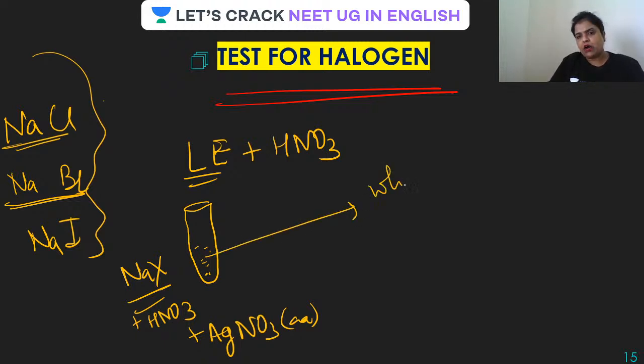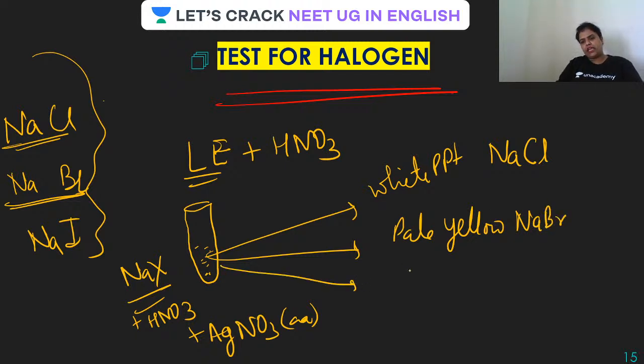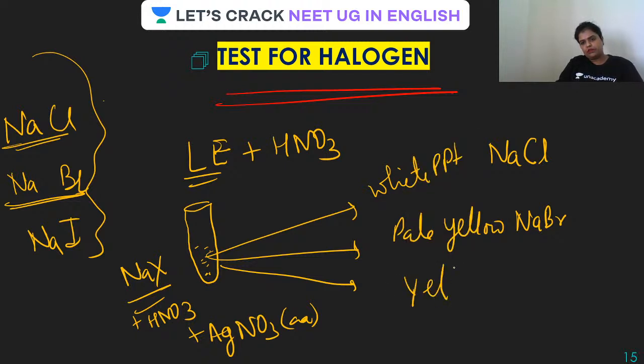If you are getting a white PPT, that means it is what? NaCl. If you are getting a pale yellow PPT, that means what? NaBr. And if you are getting yellow PPT, complete yellow, that means NaI.